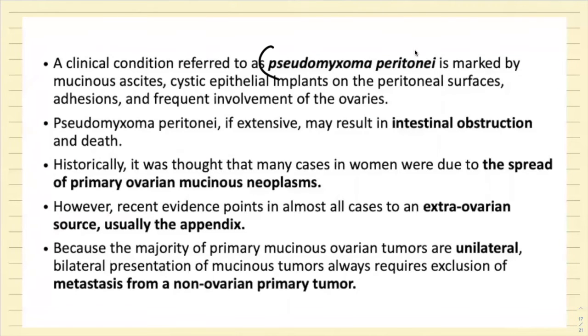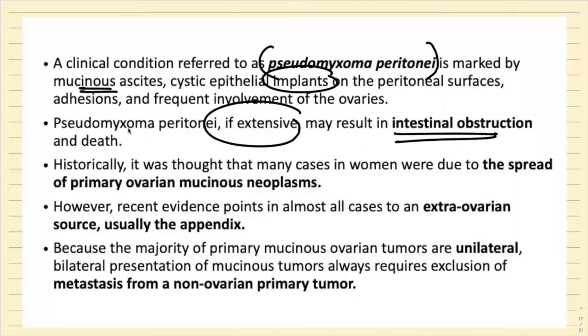Now remember, this is a benign condition. What happens is that inside the peritoneum, a large amount of mucin that was secreted enters the peritoneum, and they form certain implants and cause a lot of adhesion. If an extensive amount of pseudomyxoma peritonei occurs, it will result in intestinal obstruction and death.